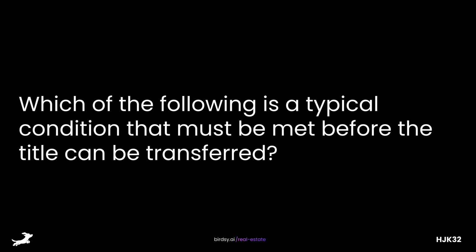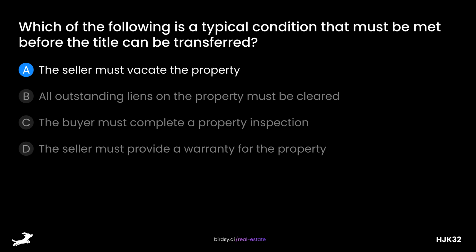Which of the following is a typical condition that must be met before the title can be transferred? Is it A, the seller must vacate the property? B, all outstanding liens on the property must be cleared? C, the buyer must complete a property inspection? Or D, the seller must provide a warranty for the property?